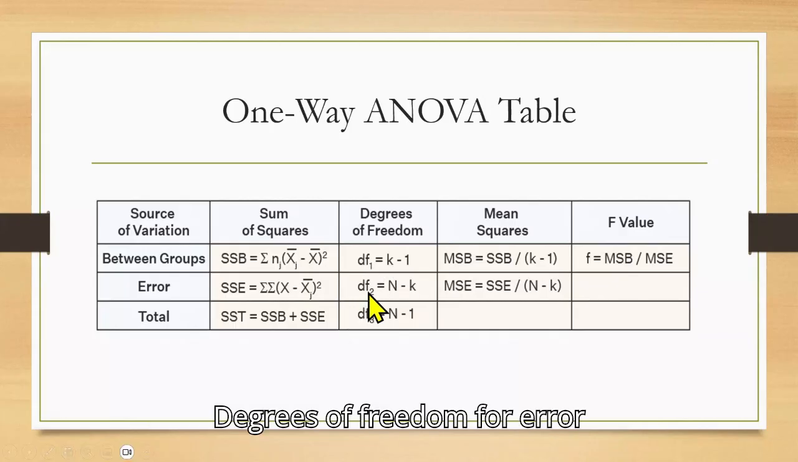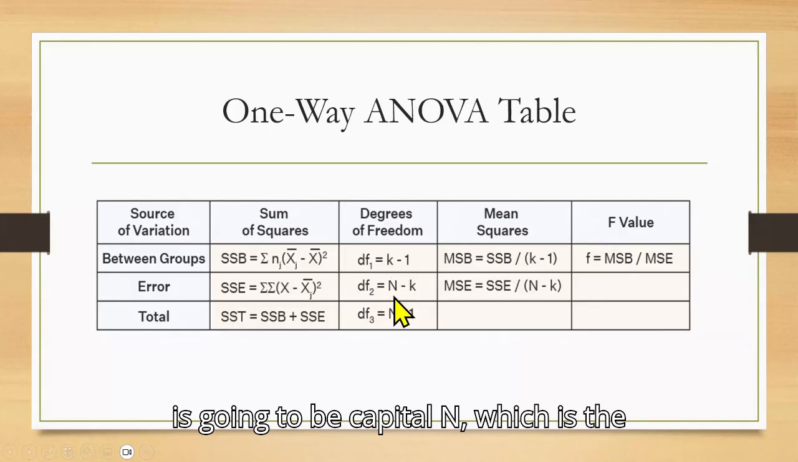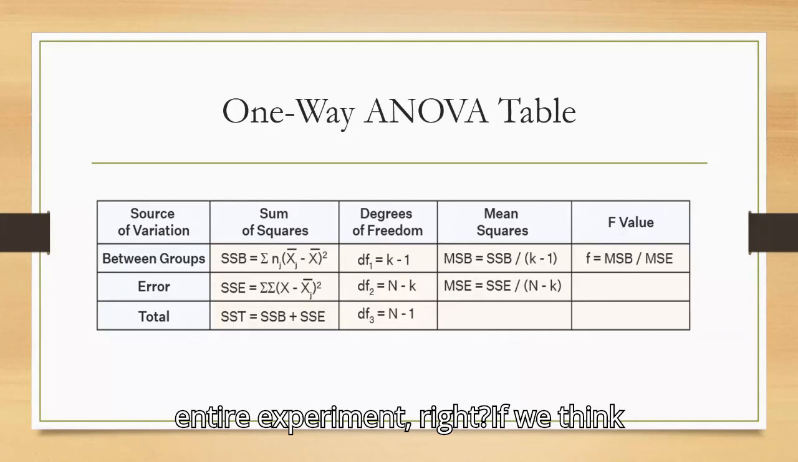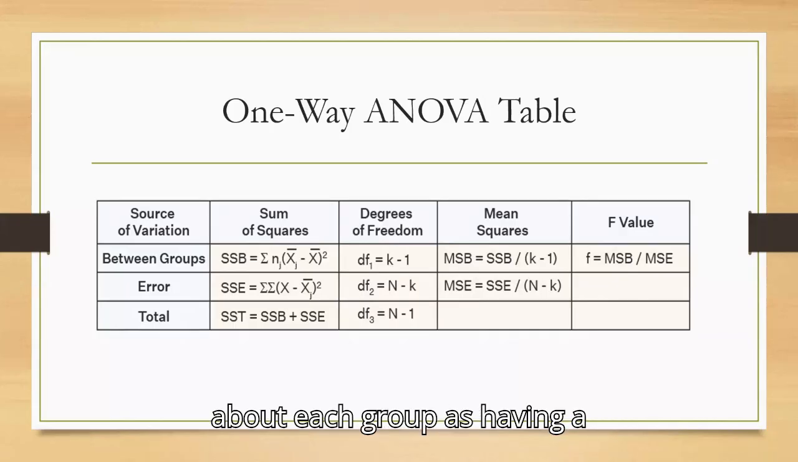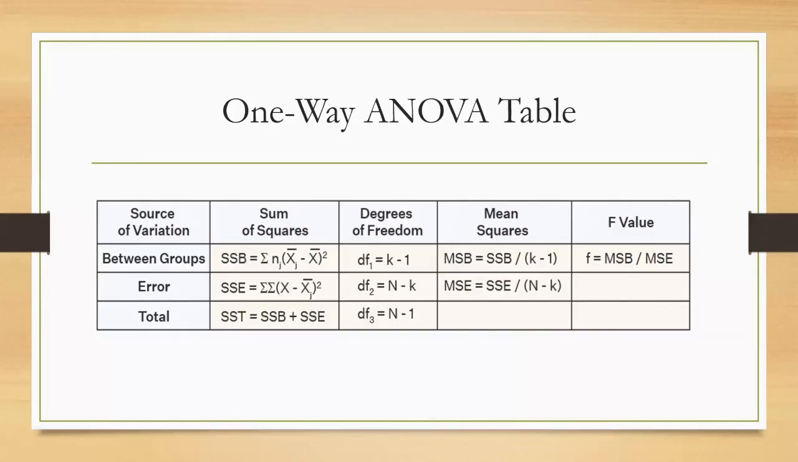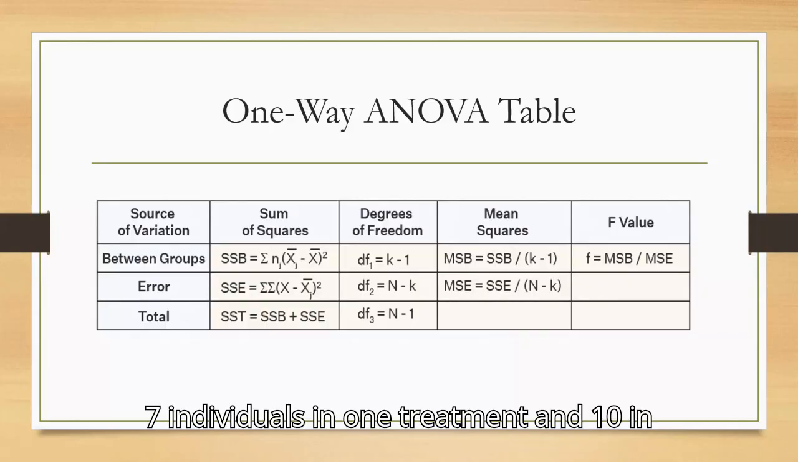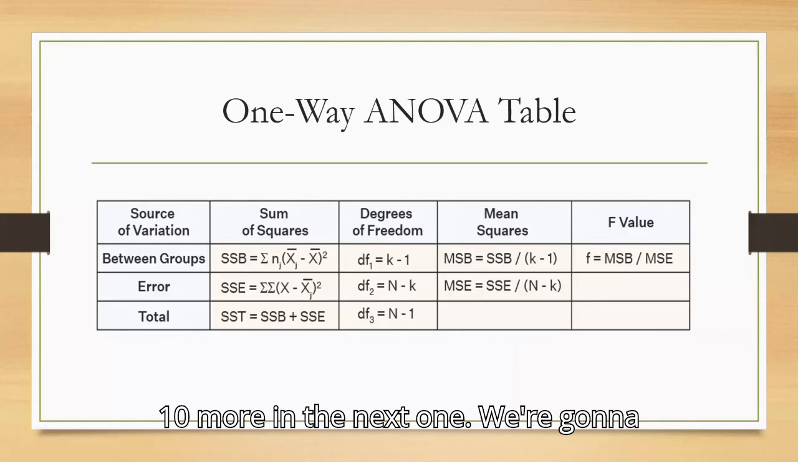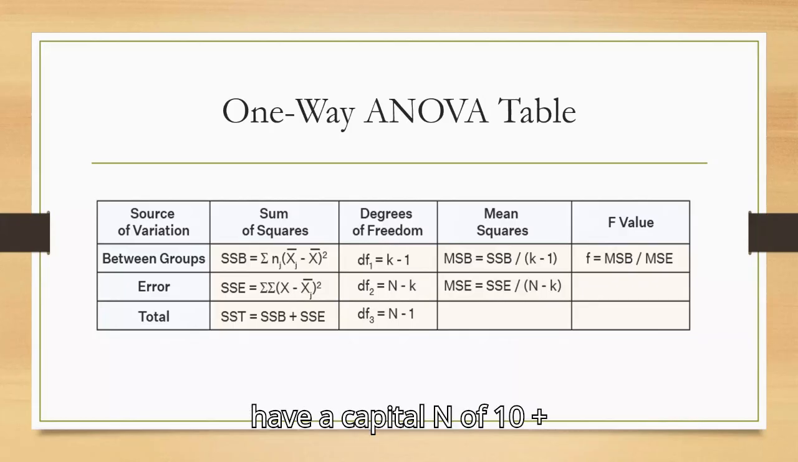Degrees of freedom for our error is going to be capital N, which is the total number of individuals in our entire experiment. If we think about each group as having a number of individuals in it, little n, our capital N is going to be the sum of all the little n's. So 7 individuals in one treatment and 10 in another, and 10 more in the next one. We're going to have a capital N of 10 plus 7 plus 10, or 27.